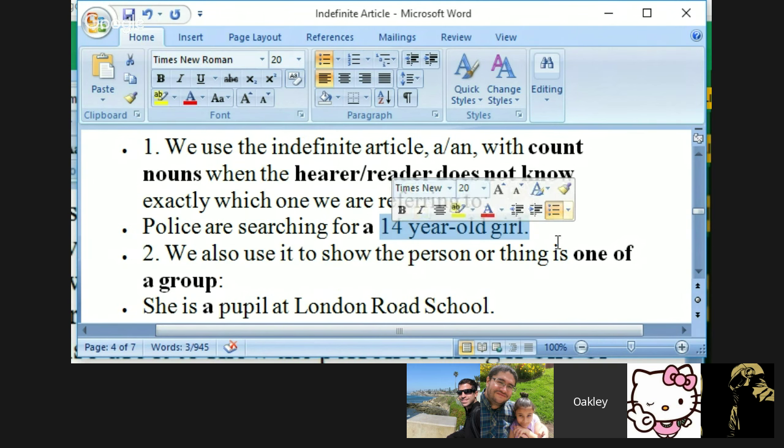So in other words, police are searching for a 14-year-old girl. It's assumed that the listener or reader doesn't know which 14-year-old girl. Sometimes it won't work. What if the 14-year-old girl is your cousin and you know exactly which one they're talking about? Maybe the listener does know. And it does happen where the speaker assumes the listener knows, but they don't. That can be confusing, and it will most likely lead to a discussion to clarify the information.